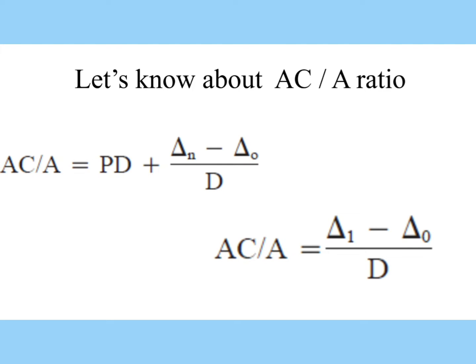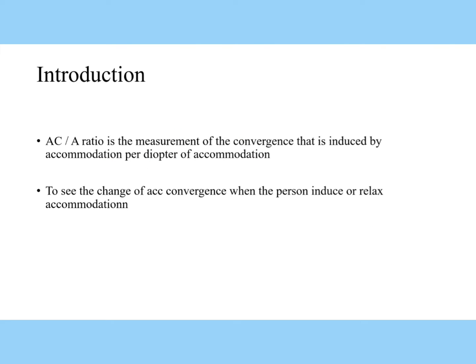So this is the continuation of our orthoptic series that I started. Today I will discuss with you all the AC/A ratio. Okay, so let's start. What is the AC/A ratio? The convergence response of an individual to a unit stimulus of accommodation is known as the AC/A ratio.